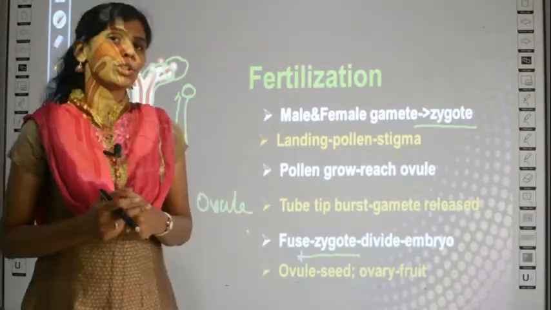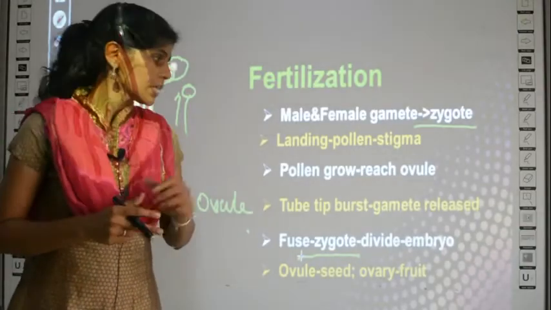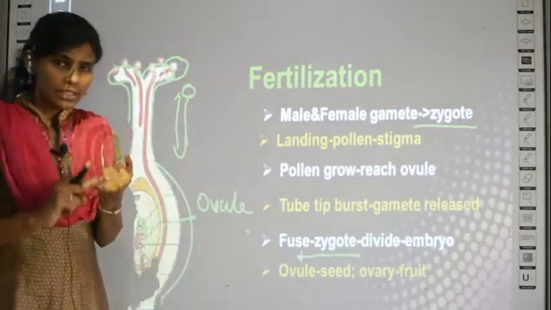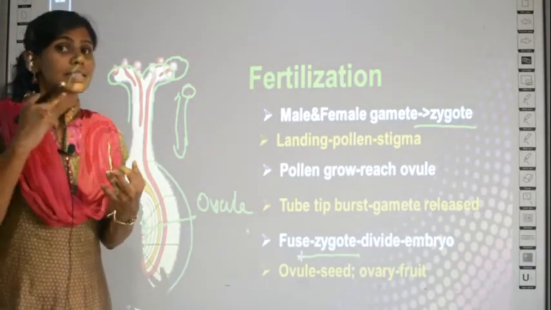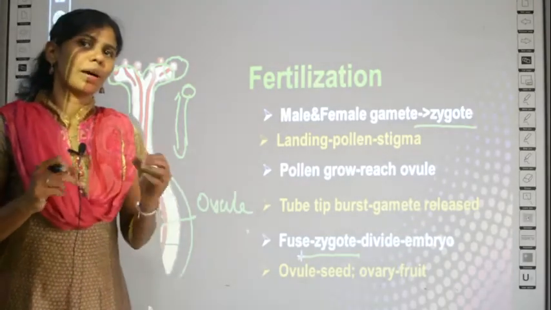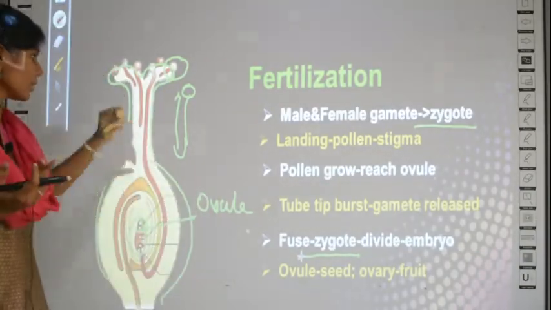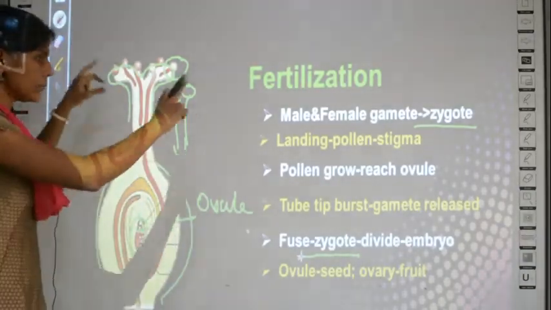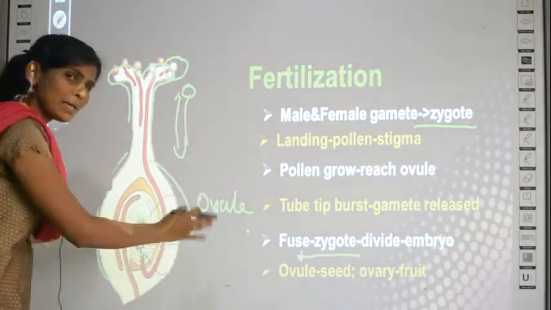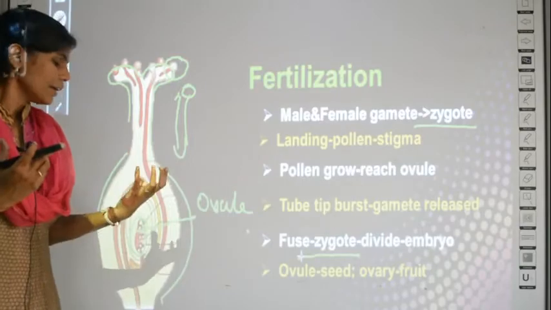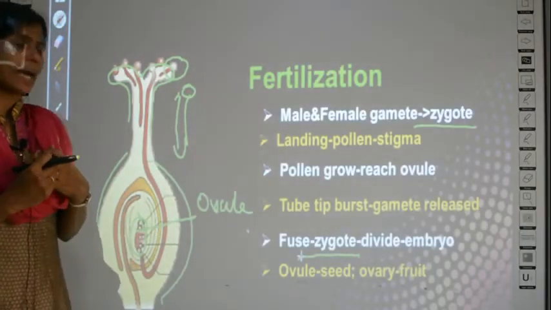After the formation of the embryo, the other parts of the flower, that is the petal, sepal, stamen and stigma, everything will fall down. Okay, what all will fall down? The stigma will fall down, the petals will fall down, the sepals will fall down, everything will wither, resulting in the formation of a fruit and a seed.